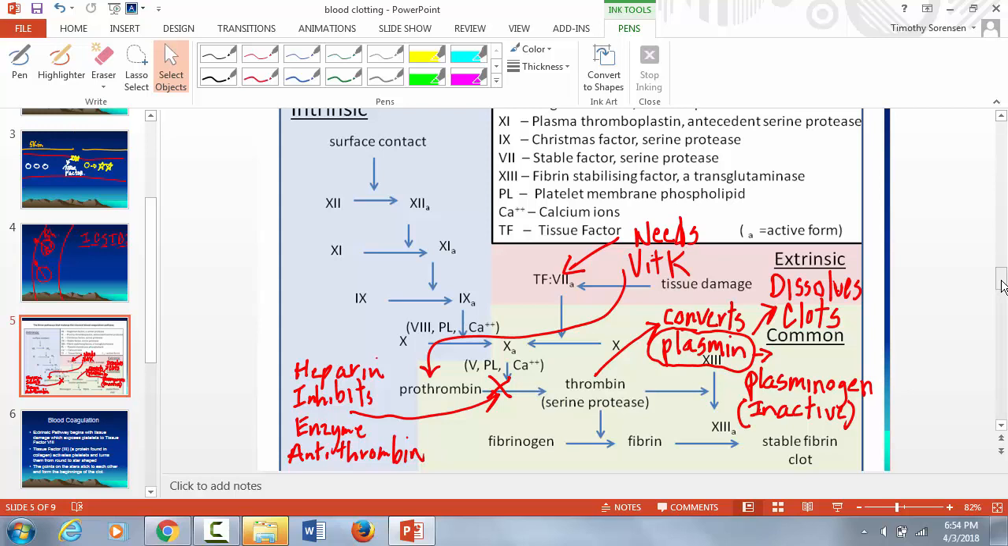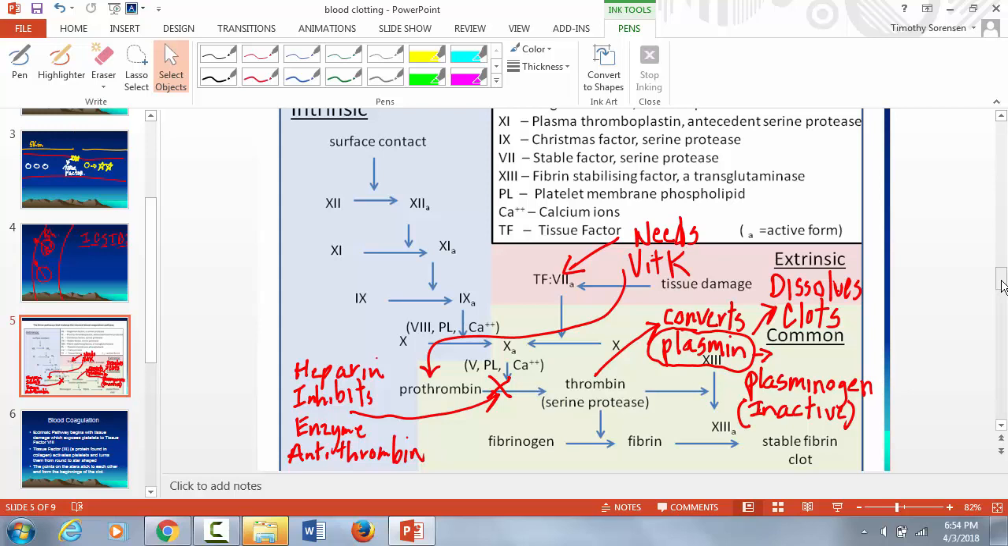So here's the important thing. In the extrinsic pathway, the number of steps or the number of enzymes that you activate to activate the inactive fibrinogen and the fibrin are much fewer. So the amount of fibrin that you make is less, but it's quicker. So the extrinsic pathway for clotting forms a clot quicker, but it's an unstable clot. The intrinsic pathway forms a stable clot, but it takes longer.